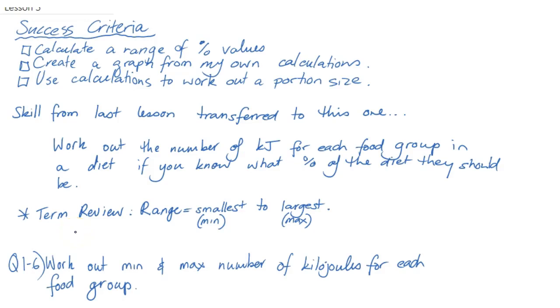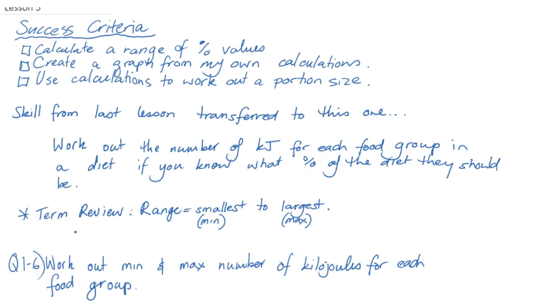Lesson 5 is all about using what we figure out to calculate and work out portions in regards to ourselves. So we're going to actually be taking some of the skills from last lesson and applying them in this lesson and practicing them a bit.